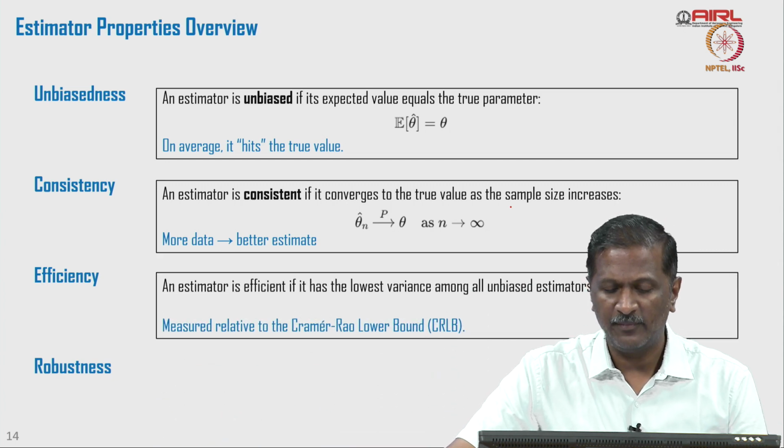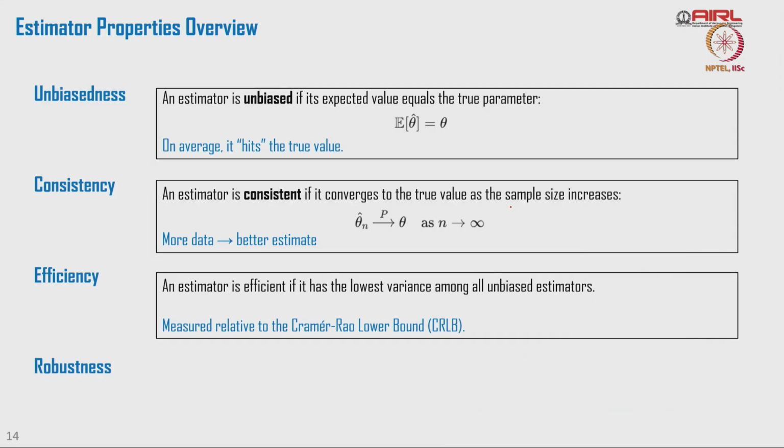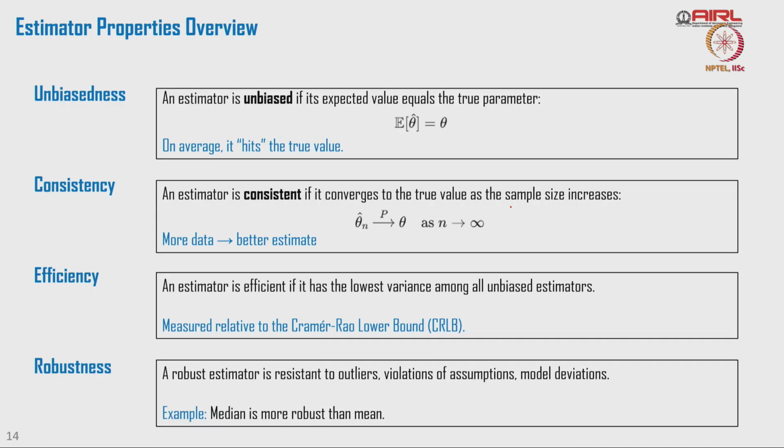Efficient: an estimator is efficient if it has low variance among all unbiased estimators, measured relative to the Cramer-Rao lower bound. Robustness: the estimator is resistant to outliers, violation of assumptions, and model deviations. For example, the median is more robust than the mean.